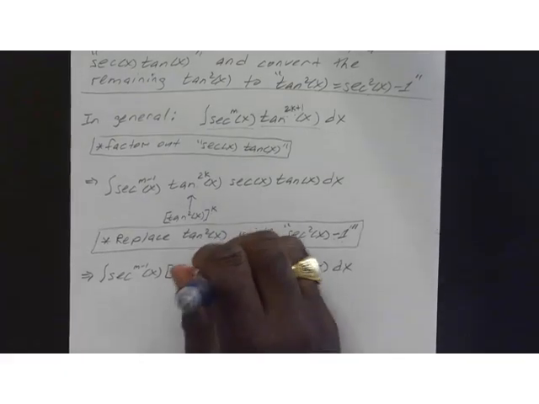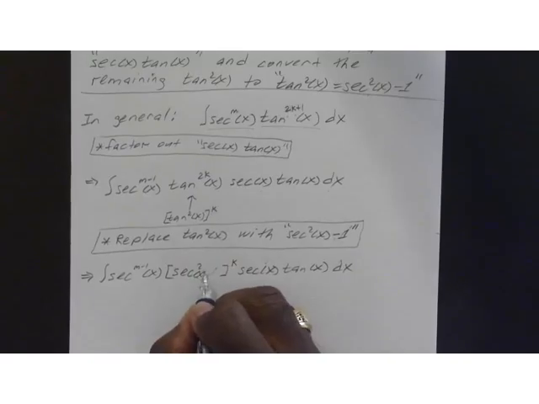I've got my secant squared of x minus 1. The only difference is this time we're going to make our secant equal u.